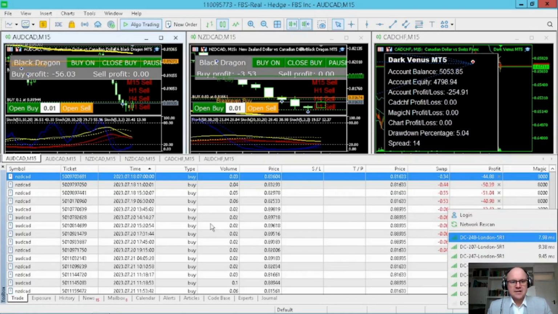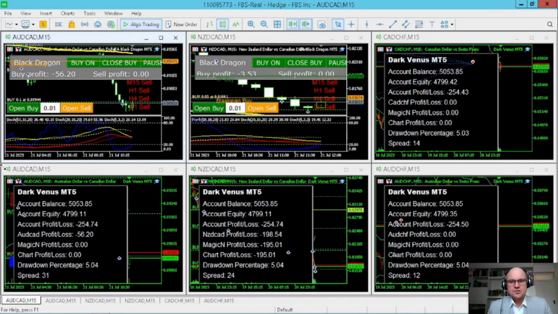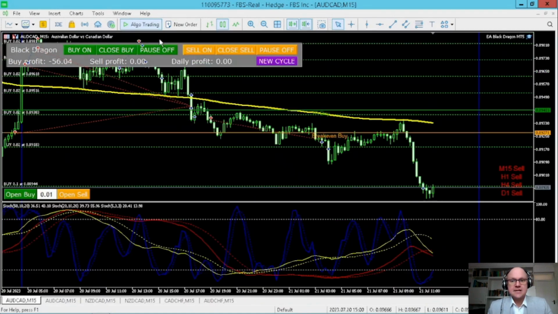Additionally, the expert advisor is currently running on a high-speed VPS. The reason for this is if I was to run it from my personal laptop, it would need to be connected and on the whole time.